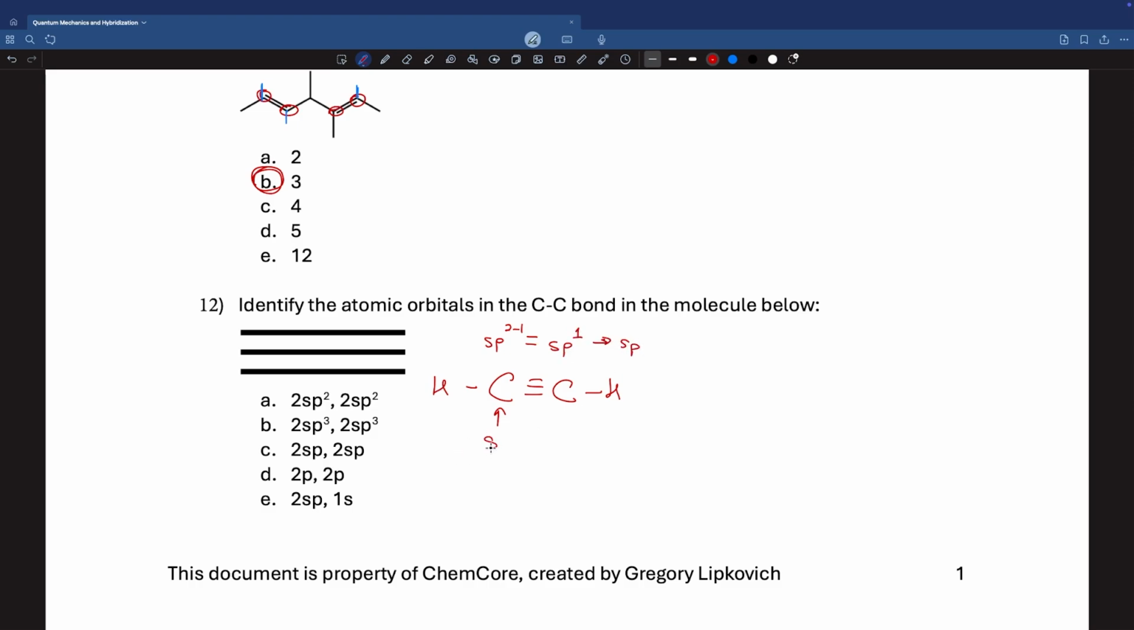And so this is an sp hybridized carbon as well as an sp hybridized carbon, this one. And so the only answer choice that really fits it is C, because we have 2 sp orbitals interacting with each other to form a triple bond.